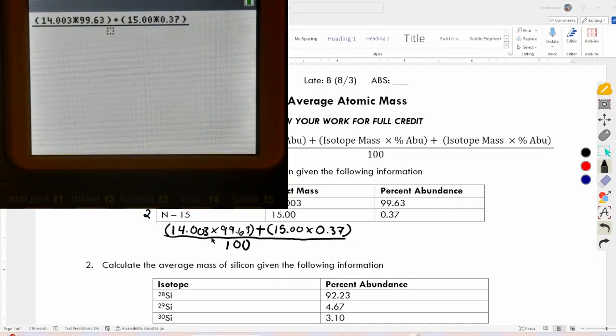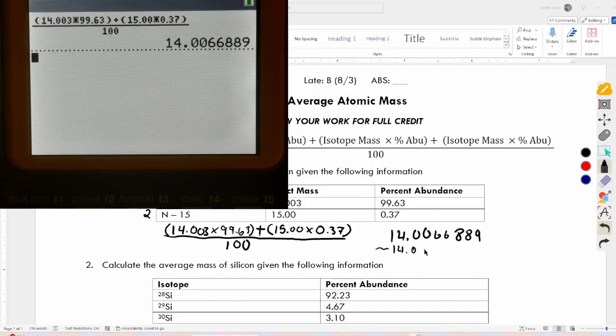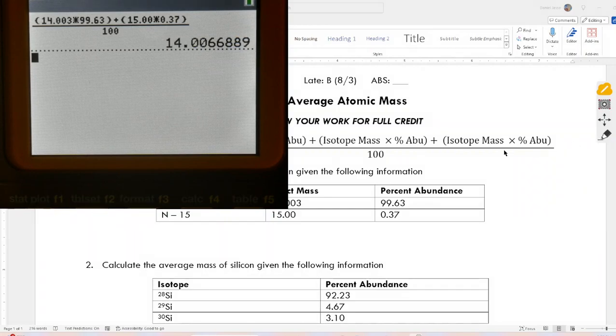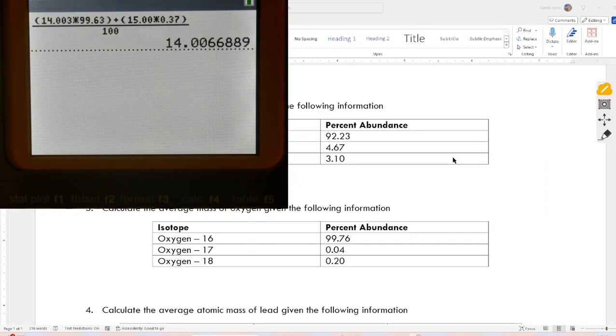Down button, there we go. Don't forget the last thing we need to do is divide this whole thing by 100. So we'll do that, 100. We'll hit enter, and we get 14.006689. That kind of makes sense. Now, if you put that, it was approximately 14.0 atomic mass units. That would be okay. All right, that's the first one. Awesome. Let's go down, down, down.